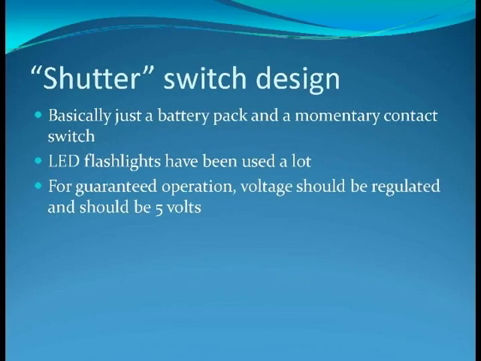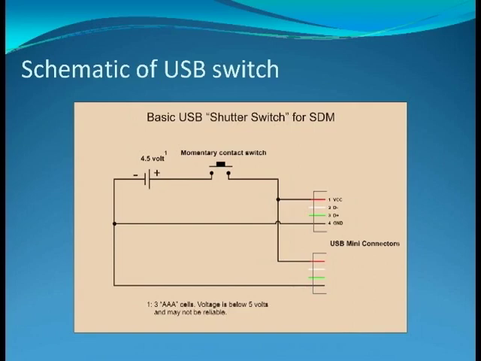Our shutter switch, which is external to the cameras, is nothing more than a battery and a little contact switch. In fact, one of the most popular things to use is a LED flashlight, because you've got a switch on it, you've got batteries in it. You take the LED out and you wire across the contacts and you suddenly got a little shutter switch for this guy. The schematic for this looks as simple as it sounds.